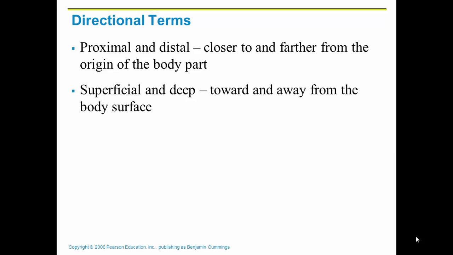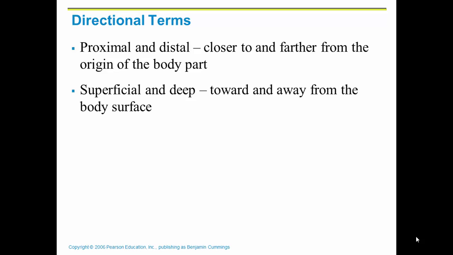Proximal and distal are probably two of the harder terms for students to understand. Proximal and distal are used when we're talking about the arms or the legs. So we're talking about the point of attachment. Proximal means you're closer to that point of attachment. Distal means you're further away.